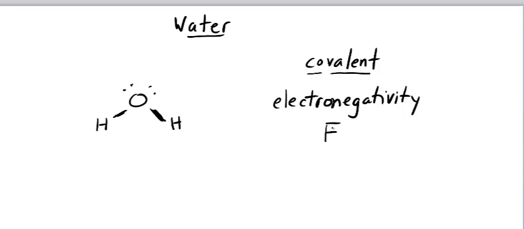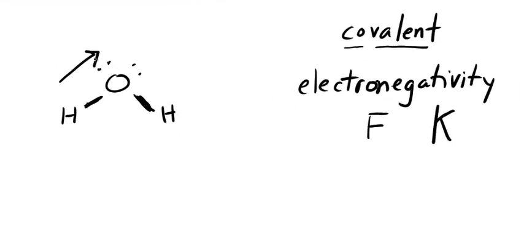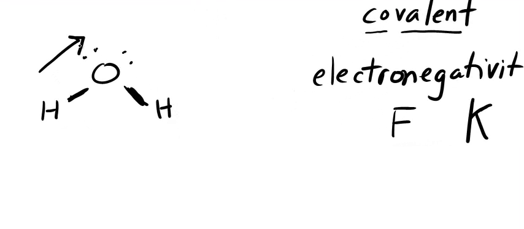On the other side of the periodic table, metals like potassium. Potassium loses electrons very easily. It does not have a high electronegativity. So back to water, oxygen has a higher electronegativity than hydrogen, which means that these electrons get pulled closer to the oxygen. Okay, so the negative charge, that's the electrons, gets pulled closer to the oxygen.